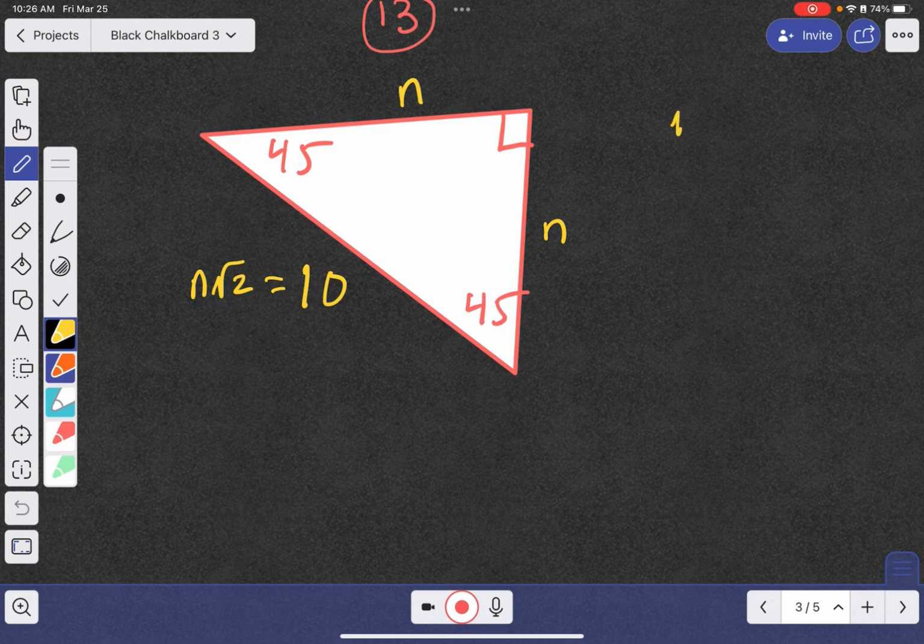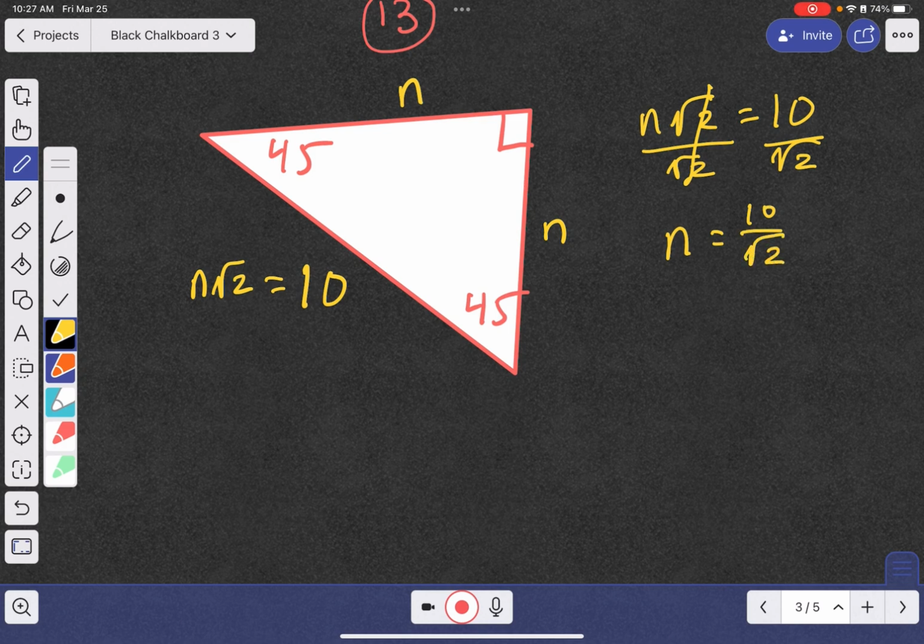So off on the side, we've got n times the square root of 2 is equal to 10. I have to solve this for n, so I have to divide by the square root of 2. N times the square root of 2 divided by the square root of 2, the square root of 2 divided by the square root of 2 cancels out. That equals 1. So that leaves me with n is equal to 10 over the square root of 2.